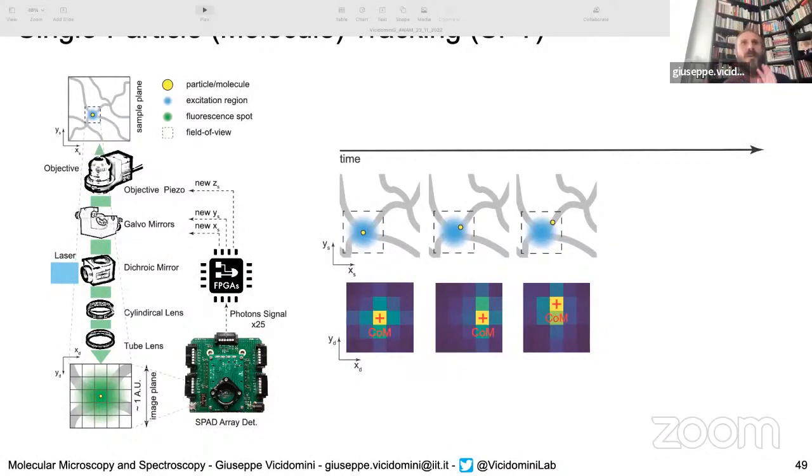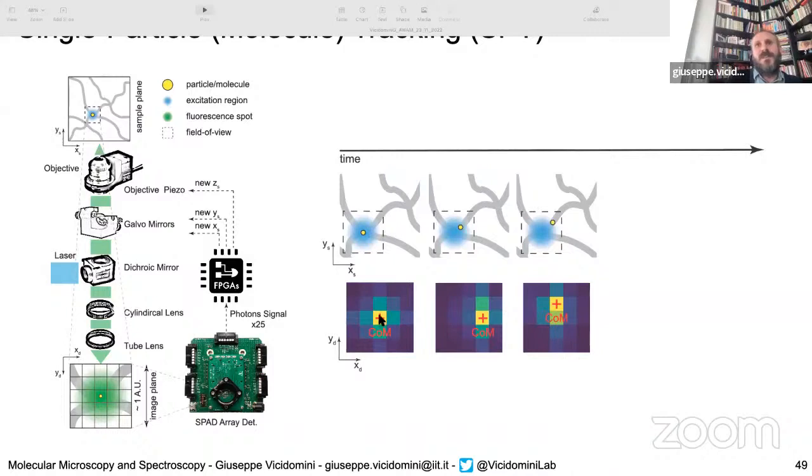So there is no more limitation due to the detector array. And we can use this detector to make single particle tracking in a confocal microscope. Basically, as I told you, the detector array gives me an image of the probing region where, for example, there is a molecule or a particle. And since I have an image, I can also decode which position the molecule is in.